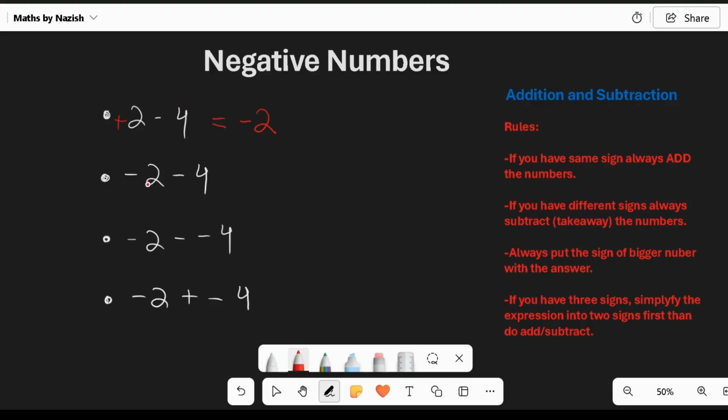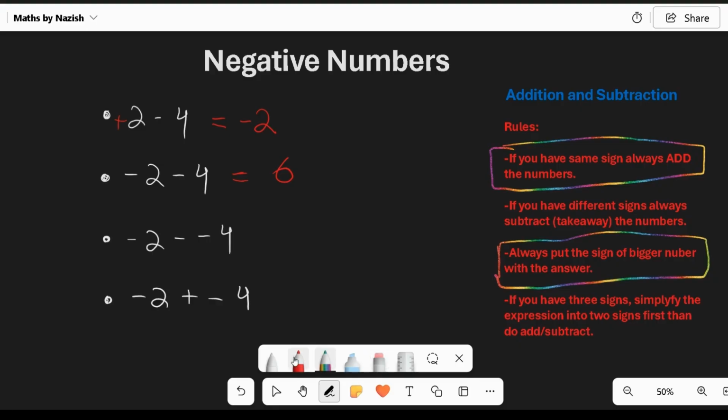And now you have negative 2 and negative 4 for question 2. Now 2 has a negative sign, 4 also has a negative sign, and both negatives are the same signs. Now let's look back at the rules. The first rule says if you have the same signs, always add the numbers. So first of all, I'm just going to add them. 4 plus 2 is 6. And then again, always put the sign of the bigger number with the answer, and the bigger number is 4 and 4 has a negative sign, so my answer is going to be negative 6.